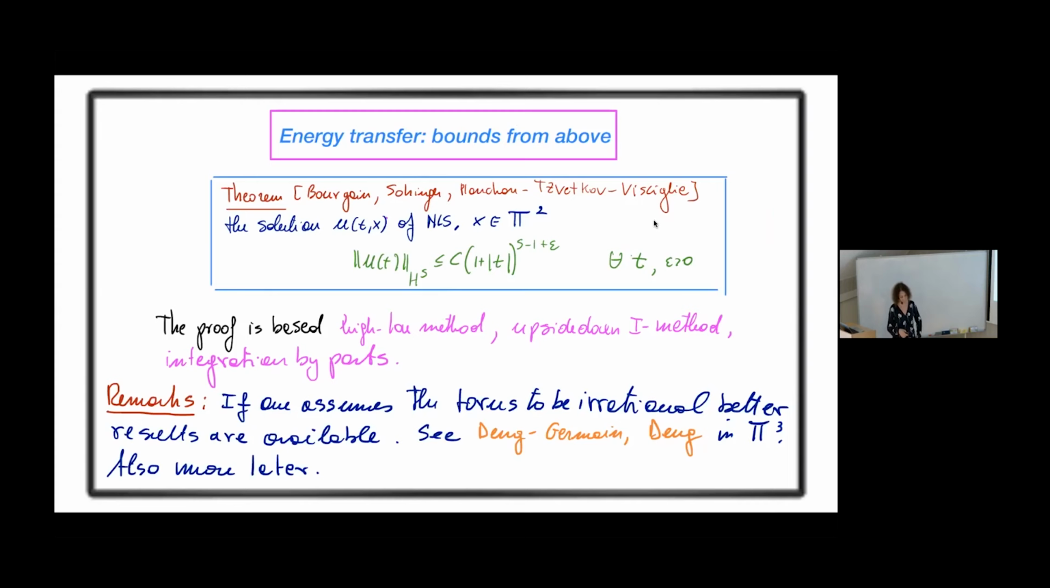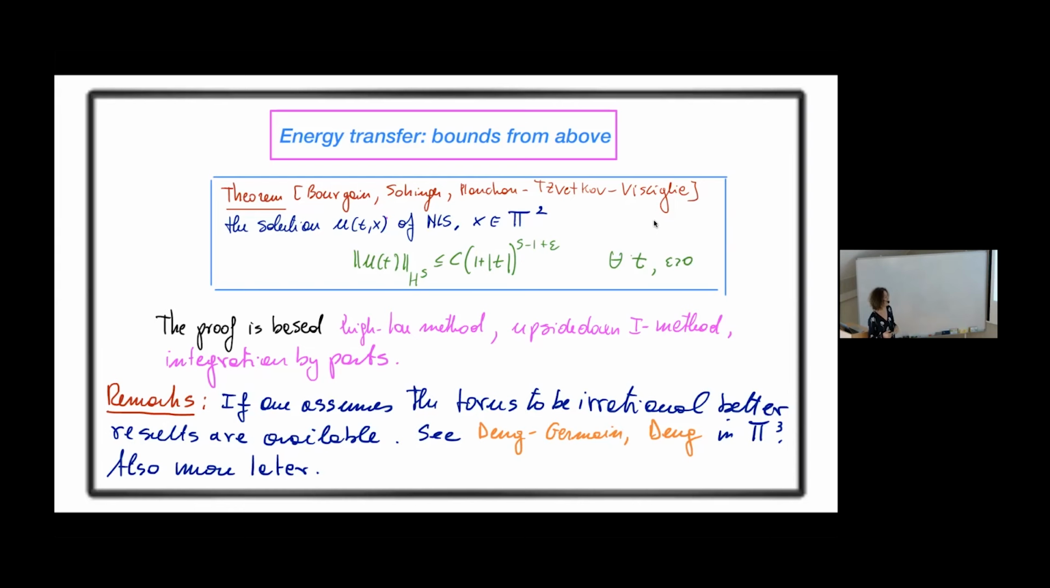Now, let's go back to the question of understanding the dynamic of HS. Well, there are two questions that you wanted to address. First, if this HS grows over time, how much can it grow? That's question number one. And then there is a second question, which is even more interesting, and in fact, more difficult in a sense. Can you exhibit a solution that actually has an HS norm that grows? So how should you take the initial data so that that happens? How does that happen? And so on.